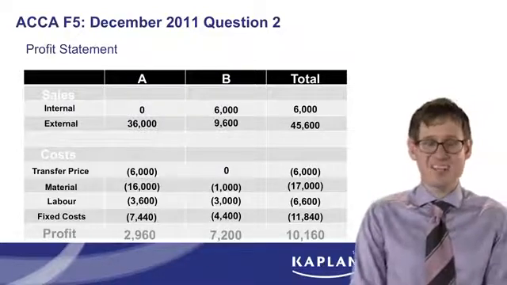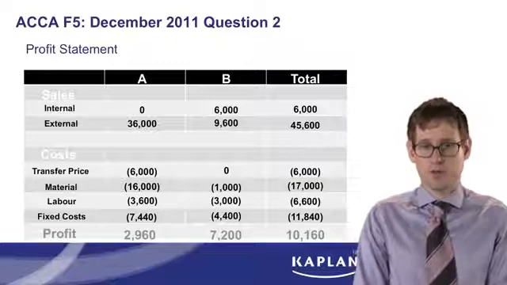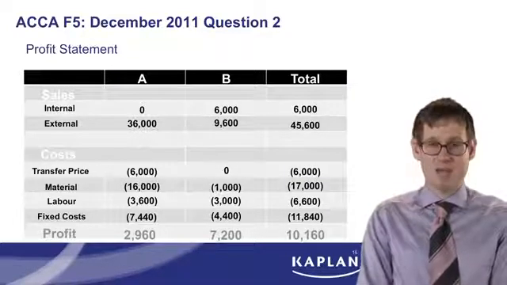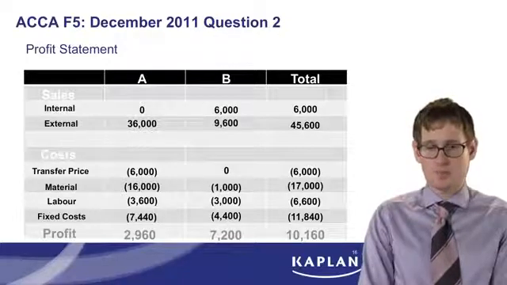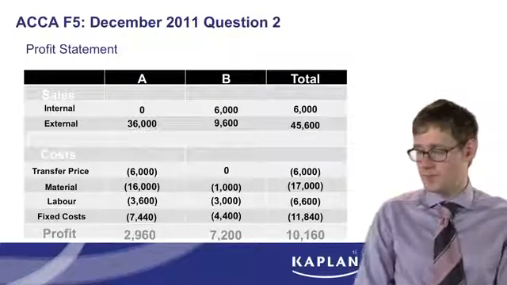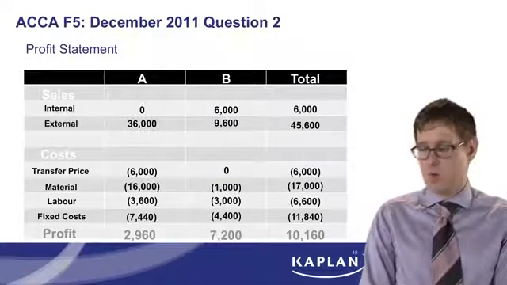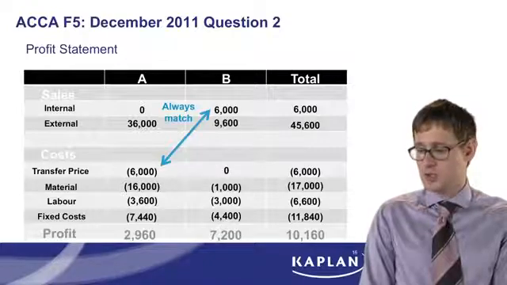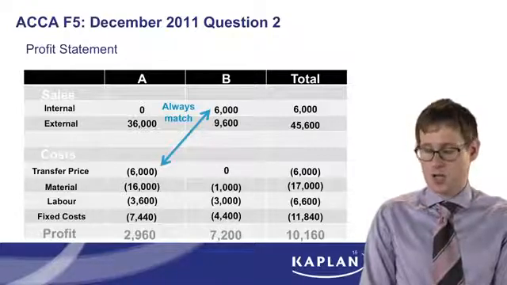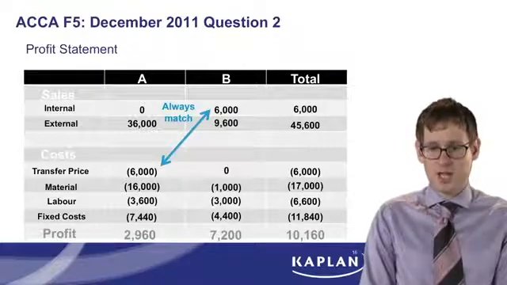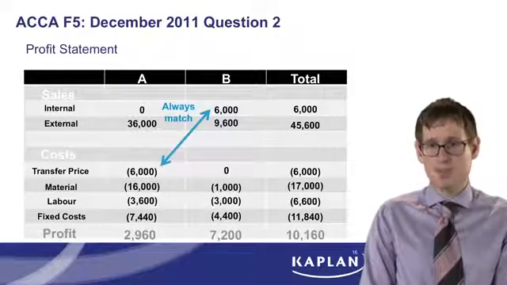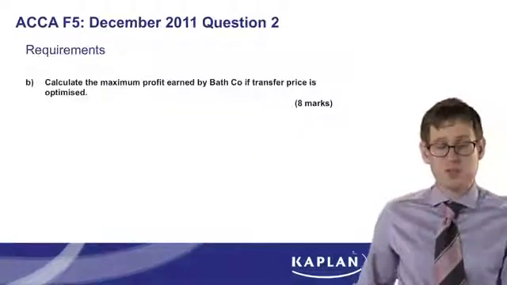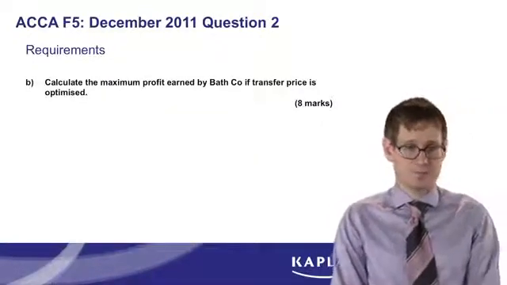Once we've done that, add down the columns to come up with the profit. We can see here then that the total profit for the company is 10.16 million. And always note that in a transfer pricing question, the internal sale in Division B should match the transfer price cost in Division A. This represents the money that leaves A that is given to B. And that brings us to the end of the first part.